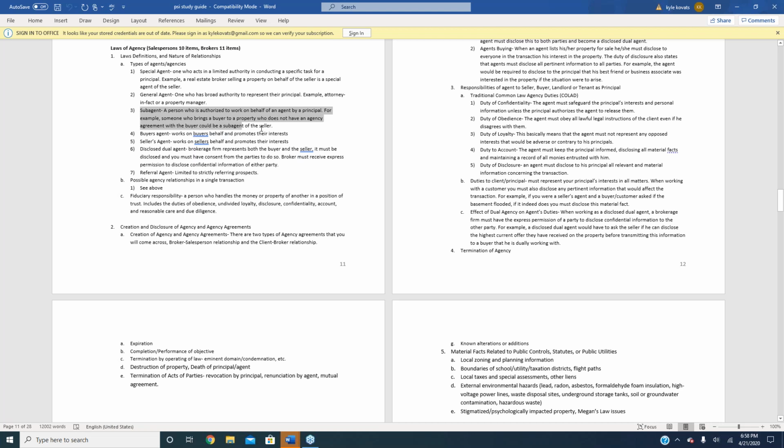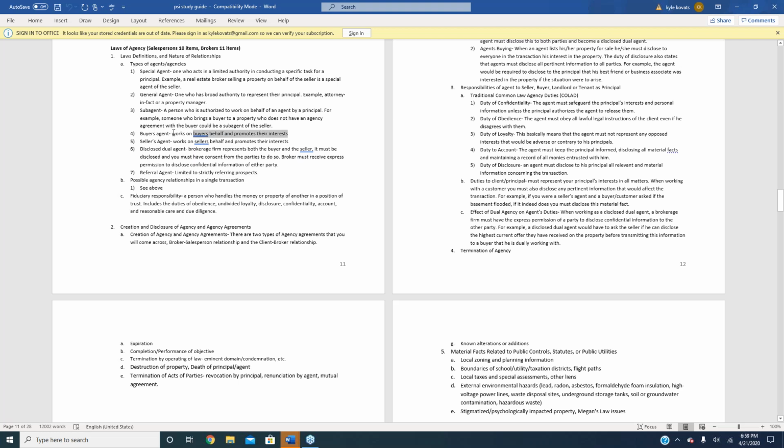Then third here we have a subagent. A subagent is an agent for an agent. The best example of that is the listing salesperson, in a listing agreement. In the listing agreement, technically the agent on every piece of business that you do is your brokerage firm. So as the salesperson, you are an agent for an agent. In other words, you're a subagent. You're an agent as a salesperson. You're an agent for the agency. You're a subagent.